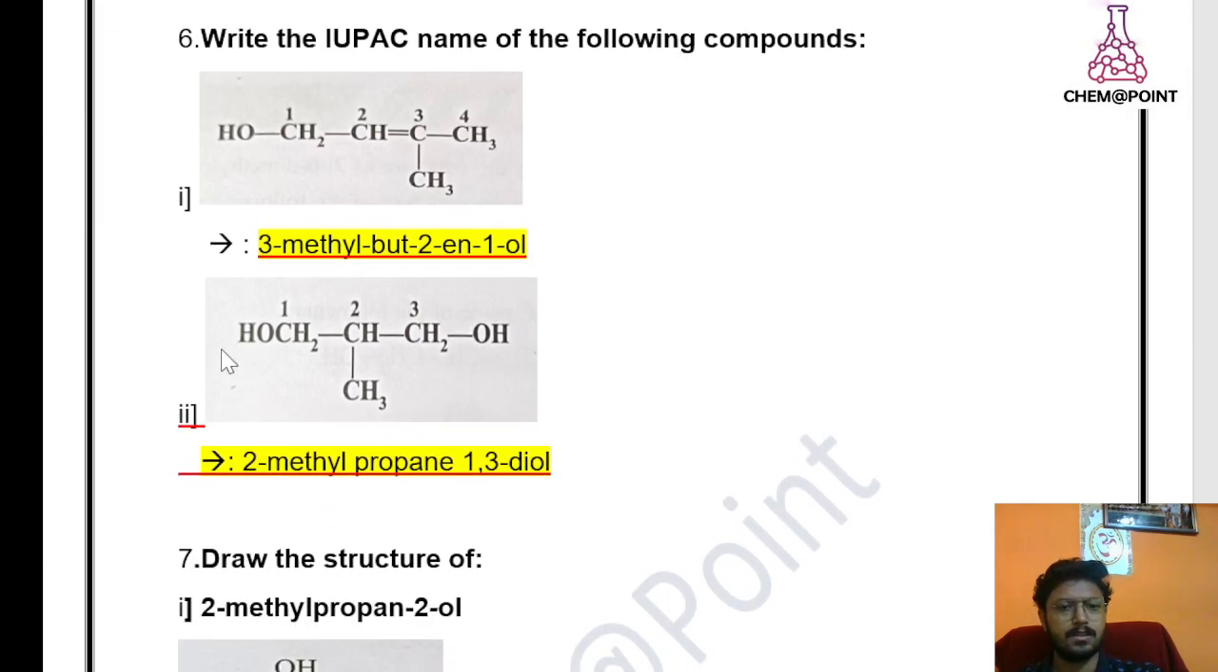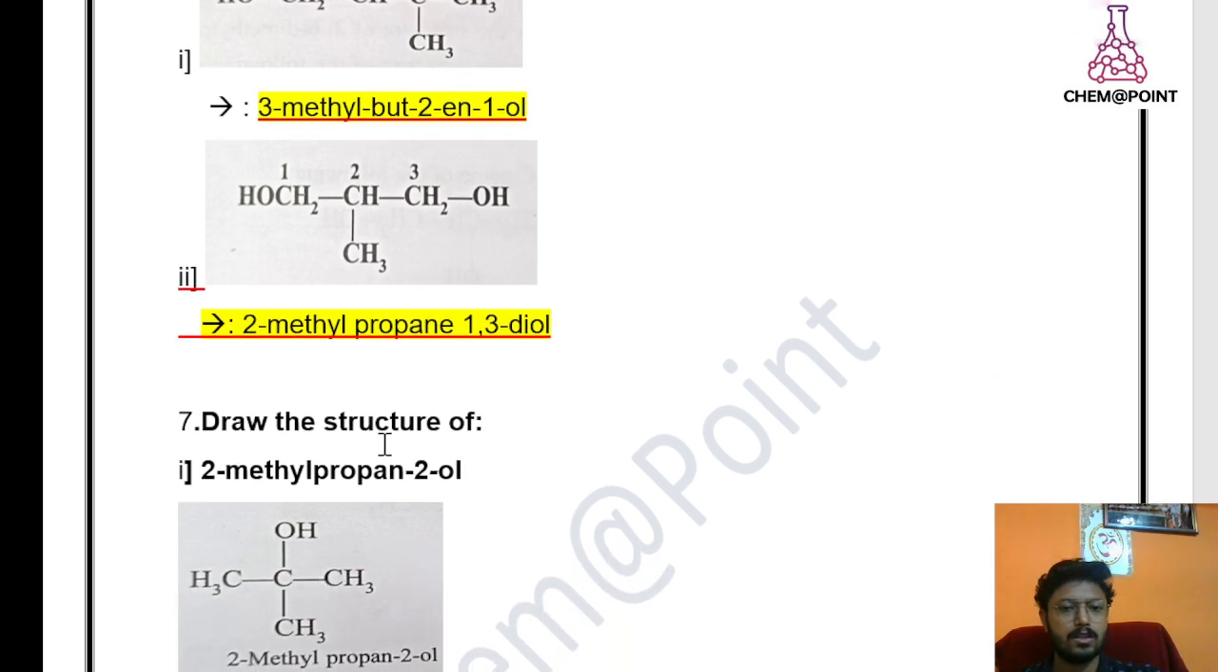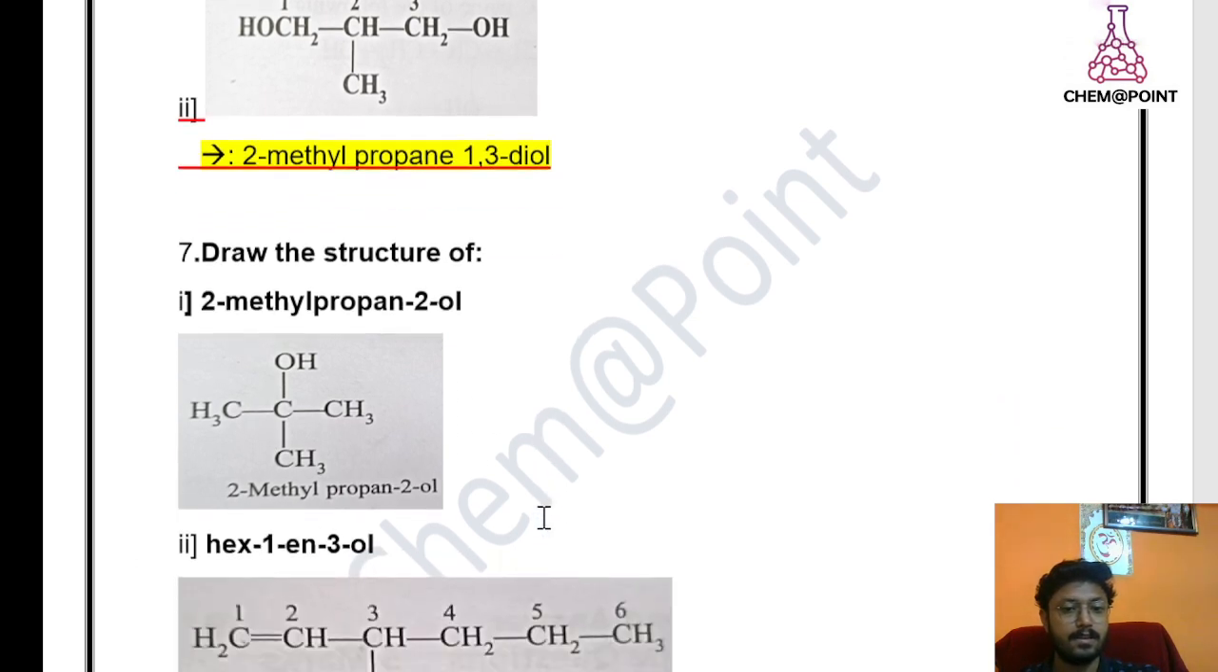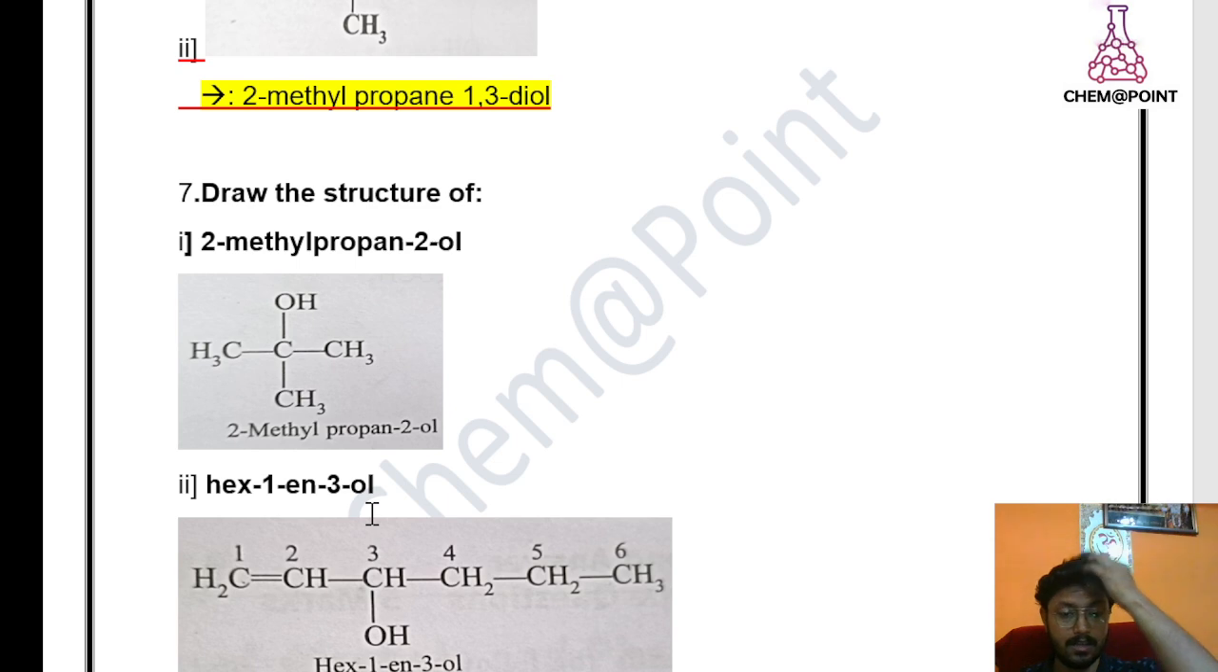So 1 2 3, it's a compound, starting from the left side 1 2 3. So 2-methylpropane-1,3-diol. Okay, you just look, propane, the e is retained, right? Why? Because two alcohol groups are there, that's why the e cannot be dropped. So draw the structure of 2-methylpropan-2-ol. It's a structure, have a look, you can try yourself, right? Hexan-1-en-3-ol.